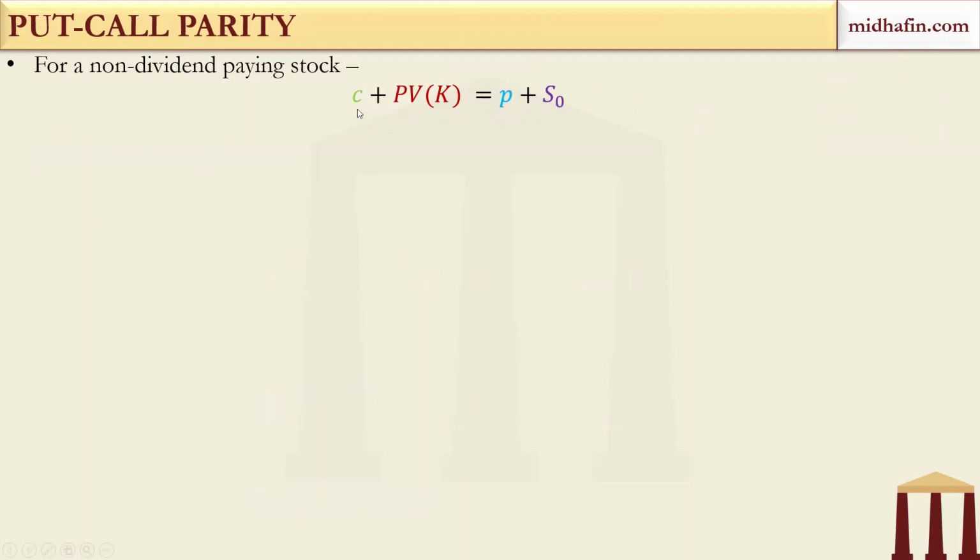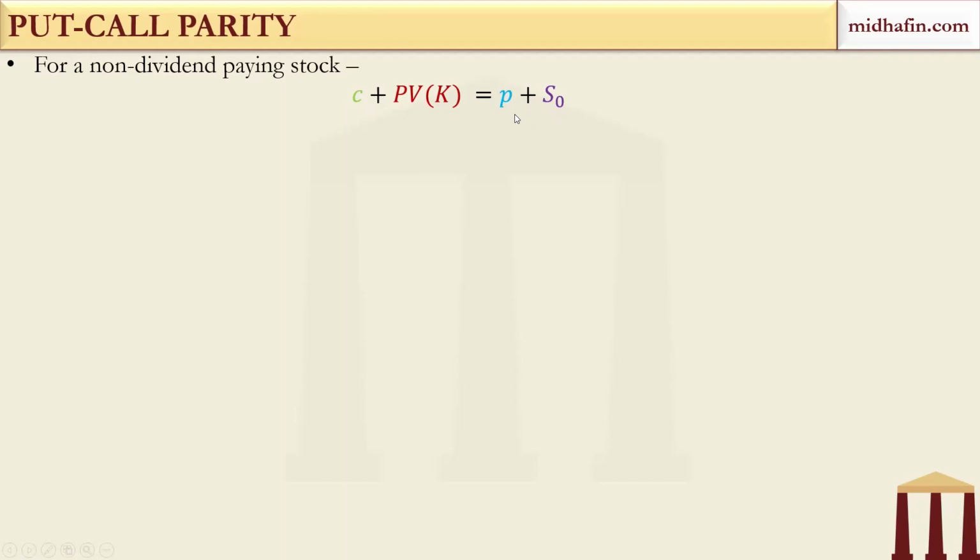Portfolio A comprises a long position in a call option plus an investment in the risk-free security, and the investment amount is worth PV of K. Whatever is the PV of K, that much amount is invested in the risk-free security. Second portfolio comprises a long position in a put option and a long position in the underlying asset.